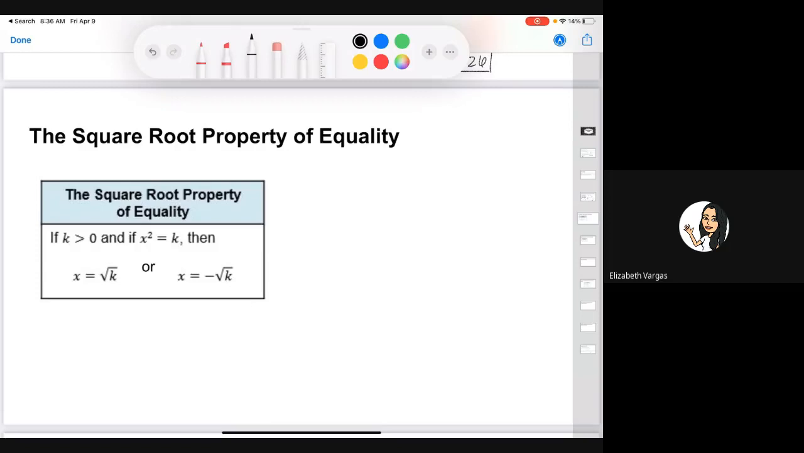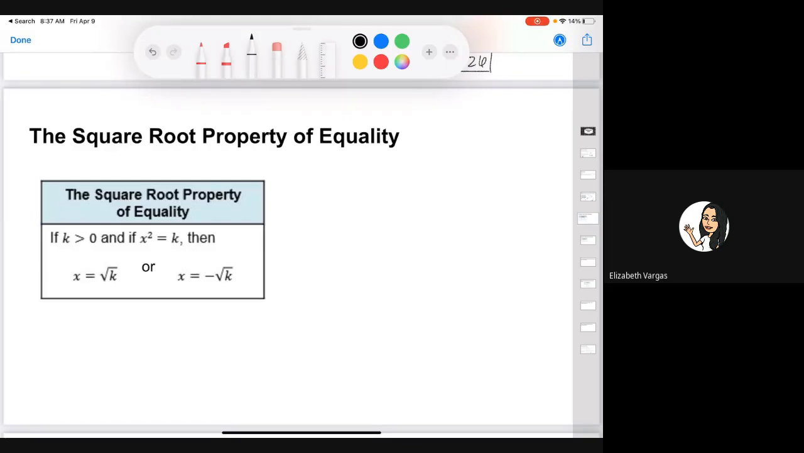So now we're going to look at the square root property of equality. The square root property of equality basically tells me if I am given a value of something squared, x squared, my k, whatever my k is, in order to solve what x is, I'm going to get a k that is both the positive square root of k and the negative square root of k.